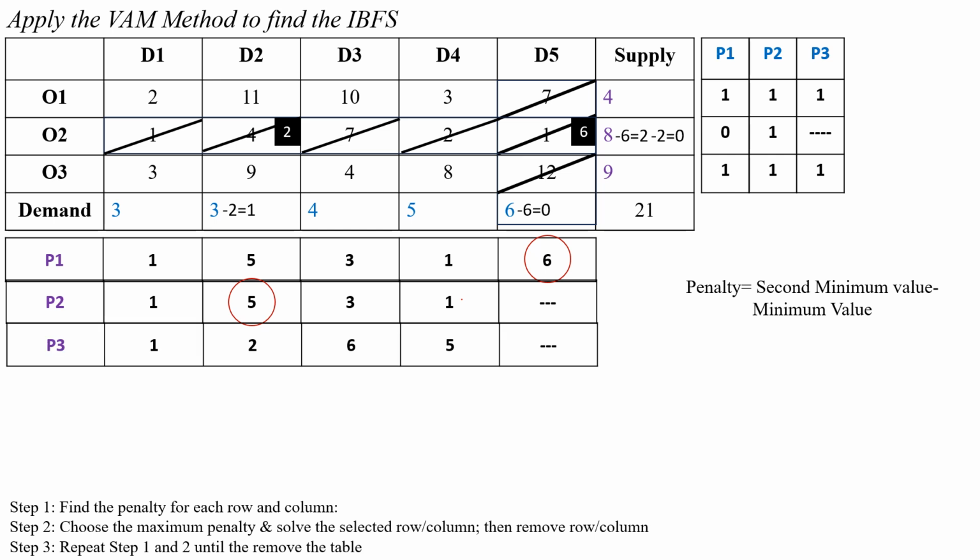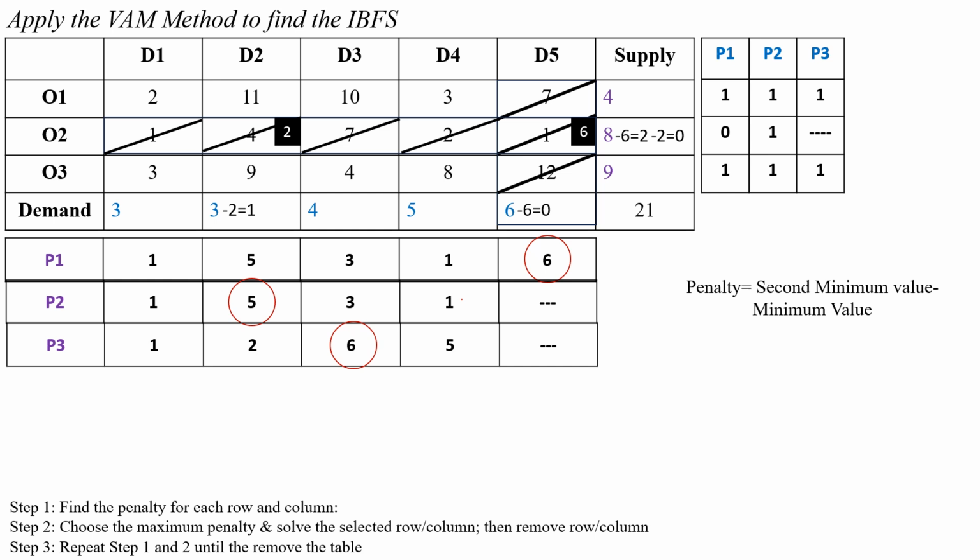For the first column penalty is the 3 minus 2, 1, and D2 column so 11 minus 9, 2, D3 column 10 minus 4, 6, D4 column 8 minus 3 is the 5. So among these values, maximum penalty is the 6 for the D3 column. So in the D3 column, we have to choose the minimum value. So in the D3 column, minimum value is the 4.